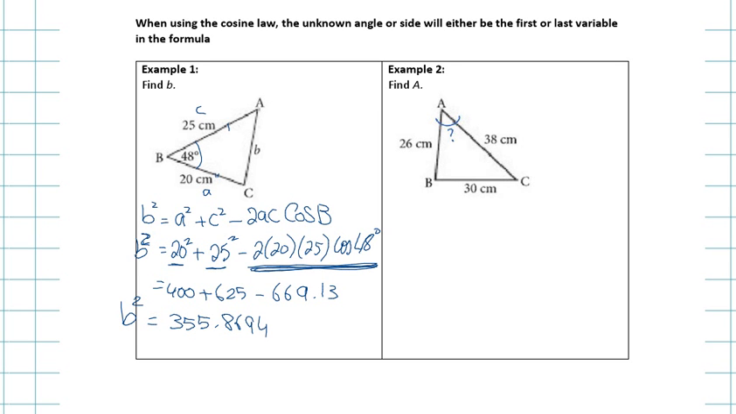Now, is this my final answer? Is this my side B? No. That's B squared. How can I find B? Square root, right? So once I square root this, I get 18.9. And this is where my final answer has to be to 1 decimal place with a unit.